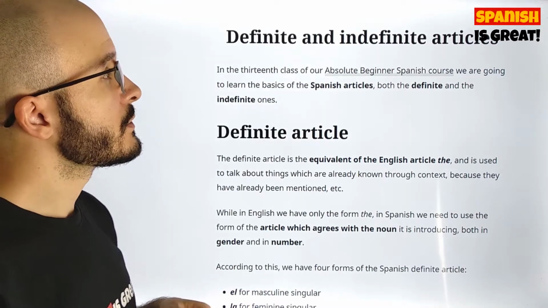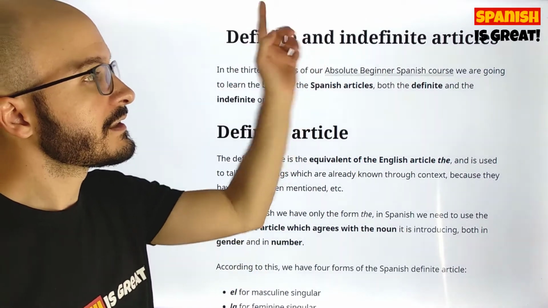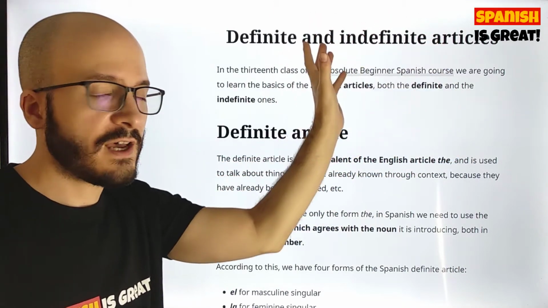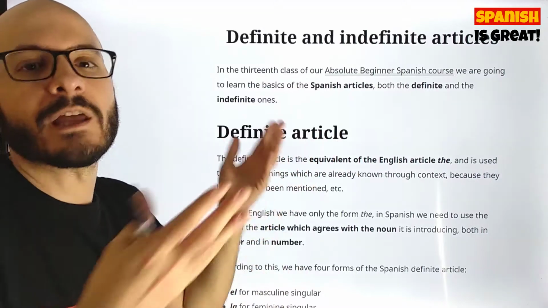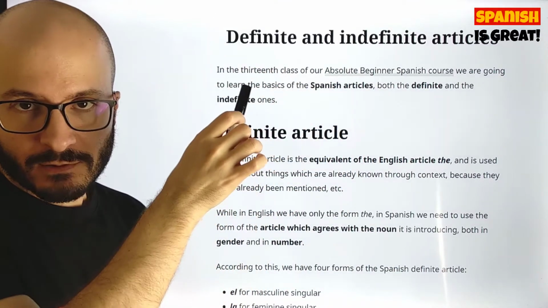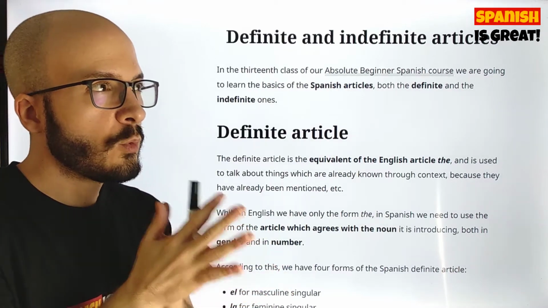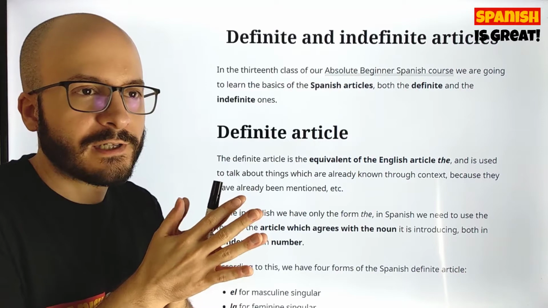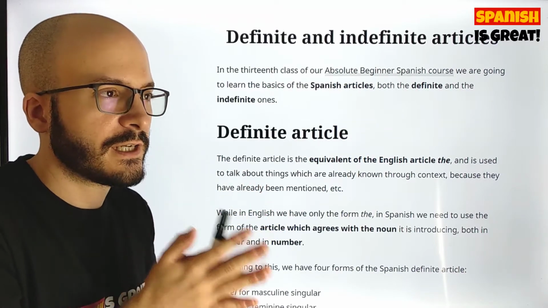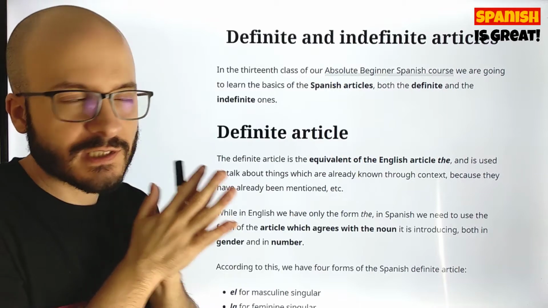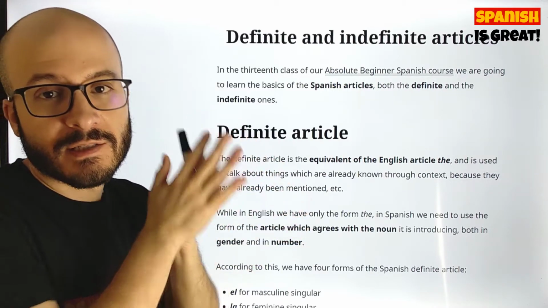In this class we are going to study the definite and indefinite articles. We are going to see that articles are pretty much the and a, so it's quite easy. We are going to learn the basics of the Spanish articles. Why am I saying the basics? What's hard about learning the and a? Well, there are some difficulties which we are not going to learn just now.